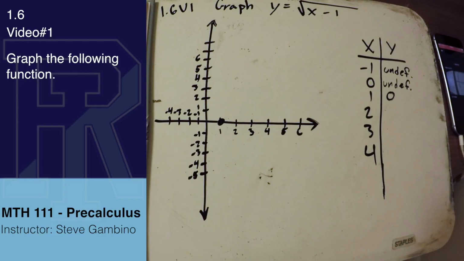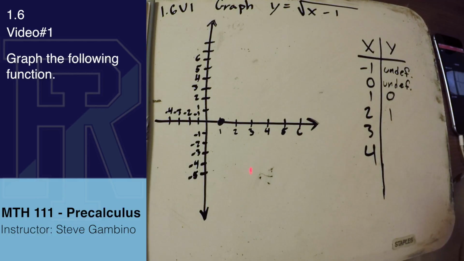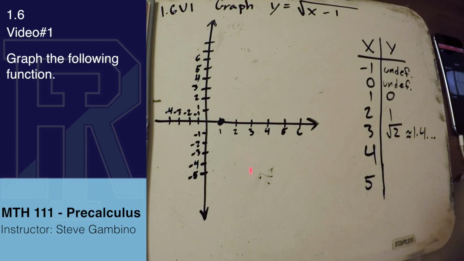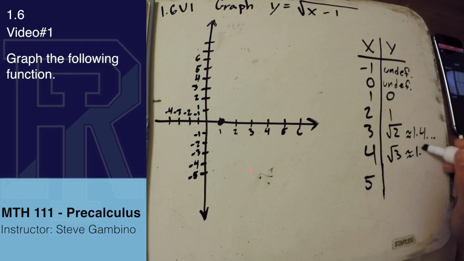And then we can continue from here, right? 2 minus 1 is 1, the square root of 1 is 1. 3 minus 1 is 2, so we'll have the square root of 2, which is approximately equal to 1.4 something. And then we'll have 4 minus 1, which is 3, the square root of 3, which will be approximately equal to 1.7 something. And 5 minus 1 is 4, the square root of 4 is 2. So we can go ahead and plot all of these points along our curve.